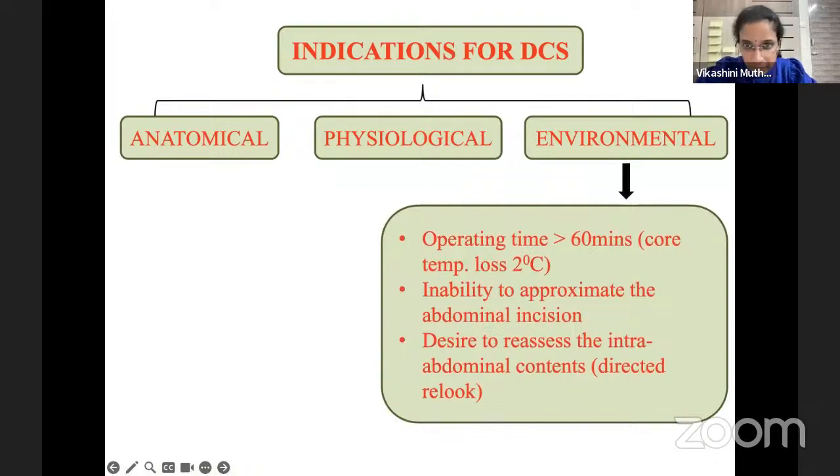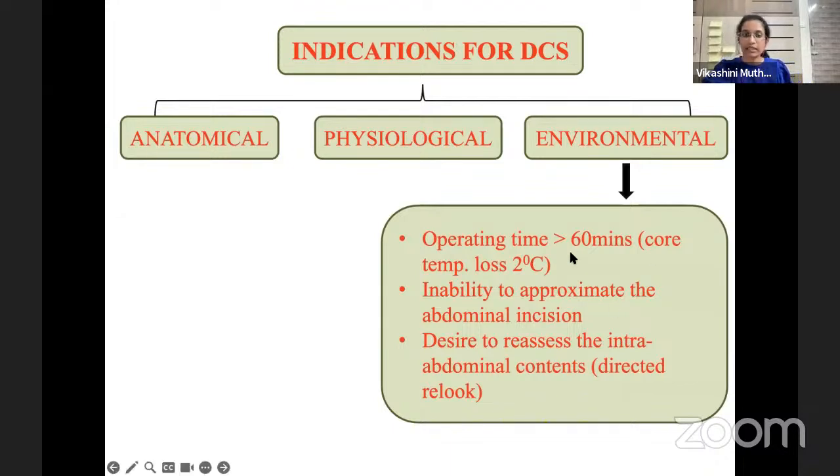So all these are anatomical indications where you take a patient for DCS. Coming to the environmental: in physiological indication, we saw that if the patient has hypothermia of less than 34, you have to take him for DCS. But here, if the operating time is more than 1 hour, it automatically reduces the core temperature; the core temperature of the body is lost by 2 degrees Celsius. So this supplements the hypothermia. And what will all this hypothermia cause? It will inactivate the clotting factors, so it will be very difficult for us to control the bleeding.